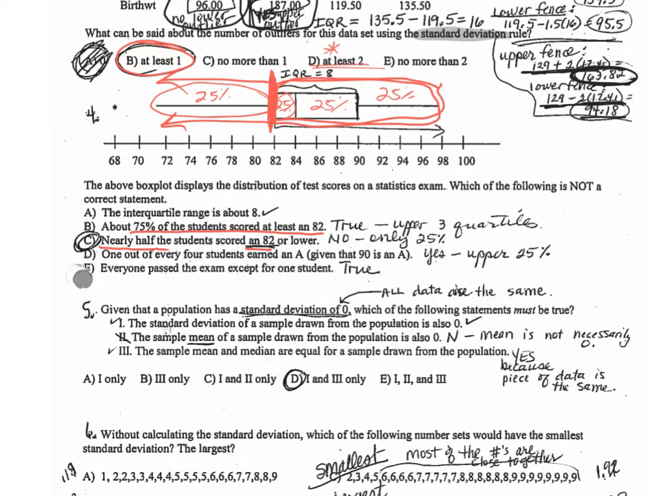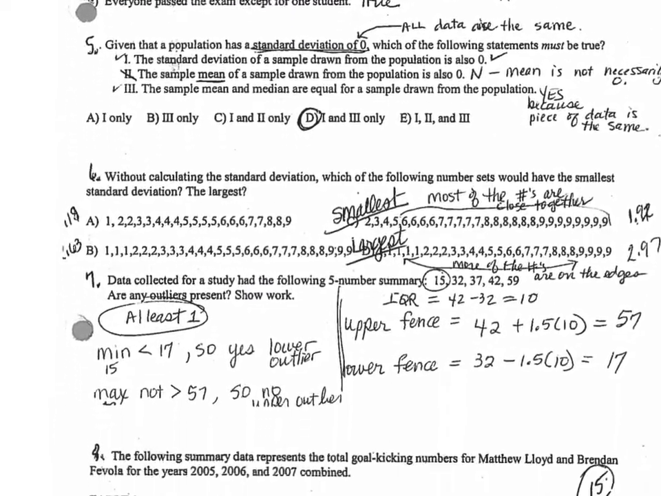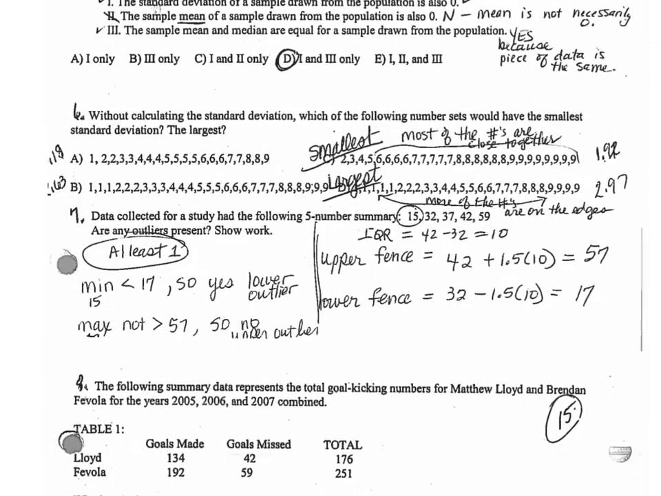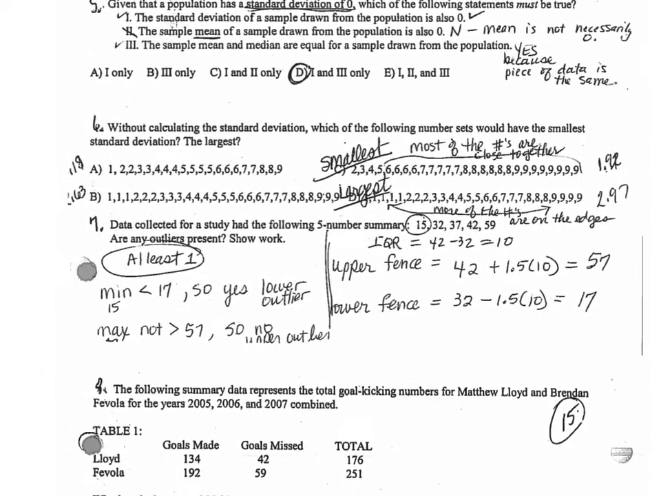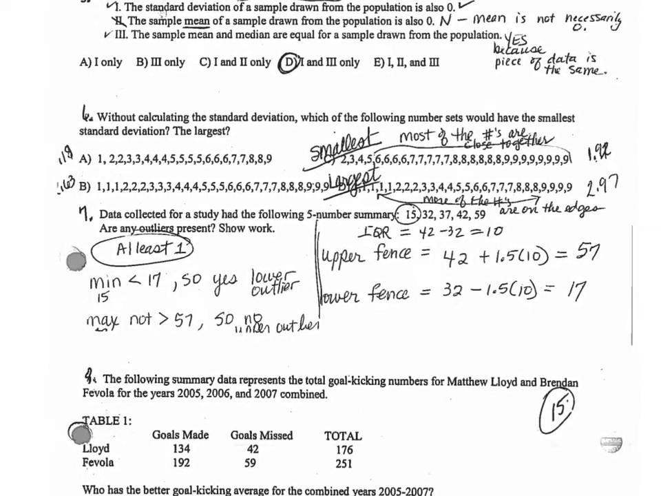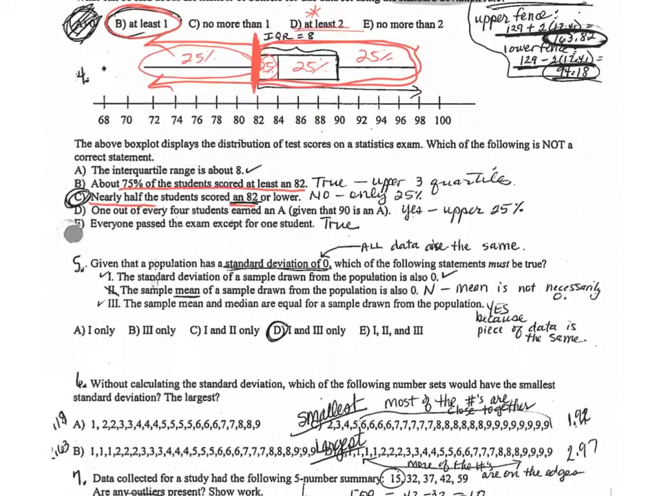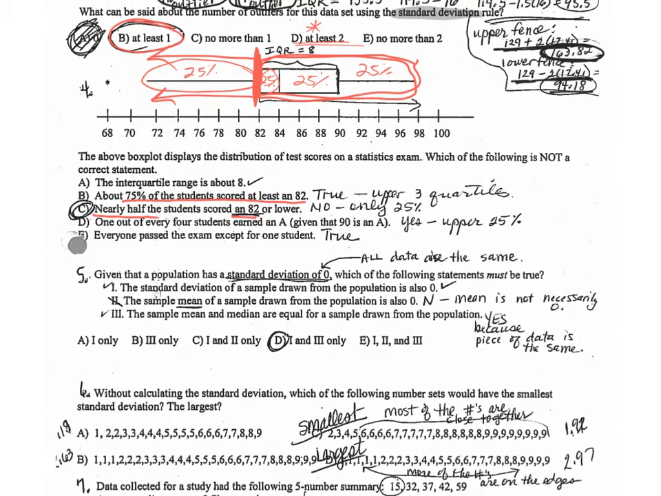Okay? We went over 5 yesterday. Did we go over 6? I think we did not. Could you explain on number 4, the D? D, 1 out of every 4 students. So that's 25% of students earned an A. Well, here's 90, and 25% of students earned an A, so that's why that's true.